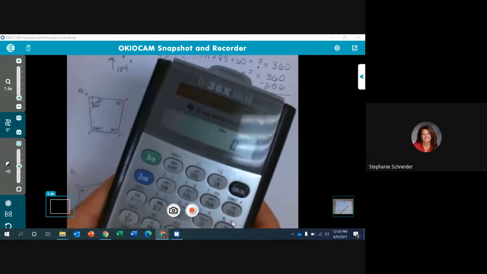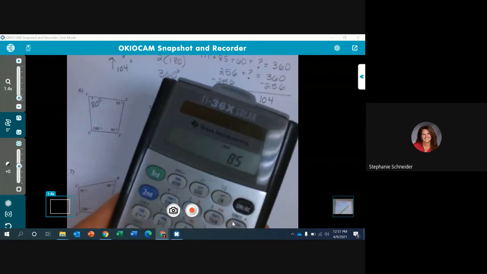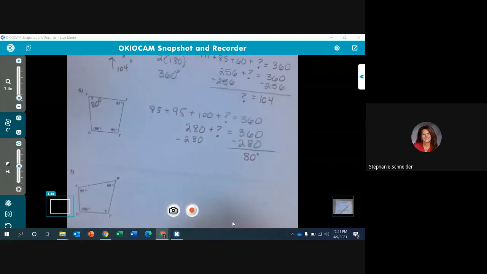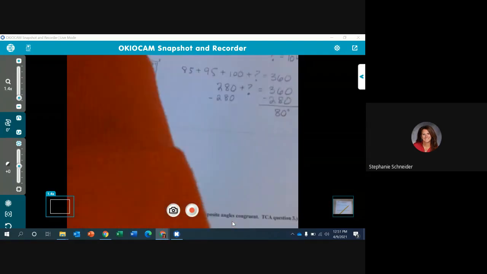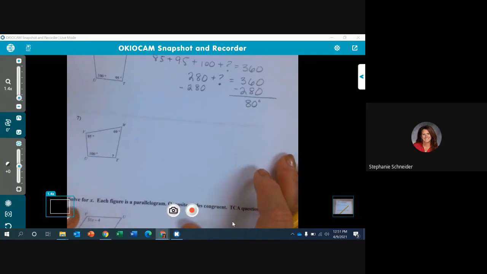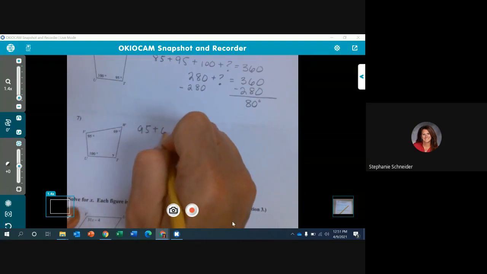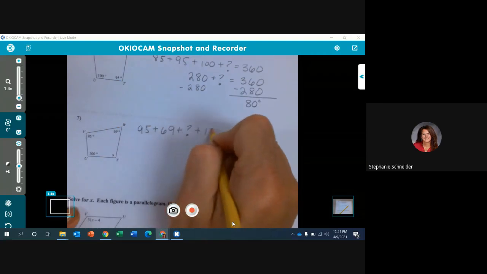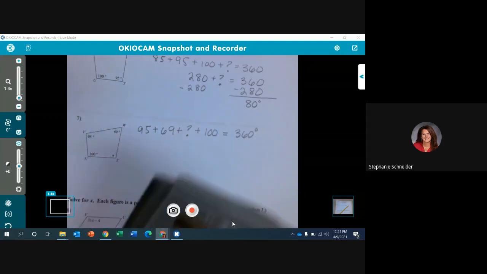You want to check your work. 80 plus 85 plus 95 plus 100 equals 360 degrees. All right, so far so good. I hope everybody's doing okay. All right, let's do the third one for this section. 95 plus 69 plus question mark plus 100 is going to equal 360 degrees.